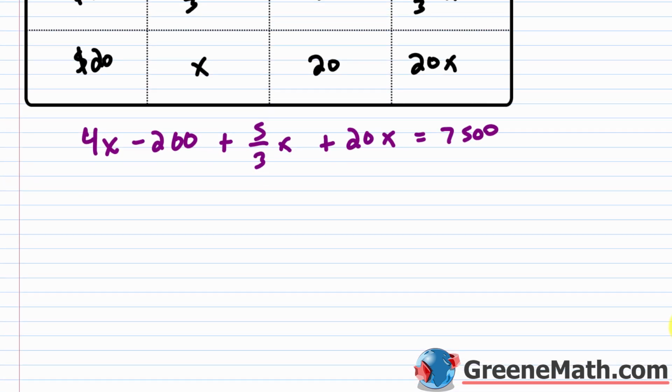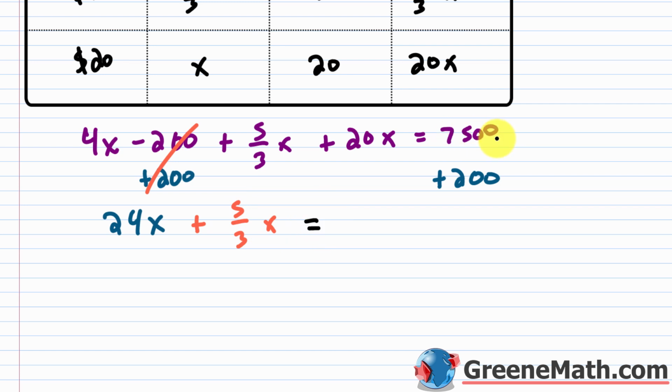If you want to clear the fraction, you can. You can also clean up a little bit before you do it. It might make it a little bit easier. So I would just combine everything that's not a fraction first, get as far as you can, and then clear the denominator. So 4x plus 20x would give me 24x. And then I could also add 200 to both sides of the equation while I'm doing that. So this is going to cancel. Let me put plus 5/3 x like this. And then what this would be equal to is 7,500 plus 200, which is 7,700.